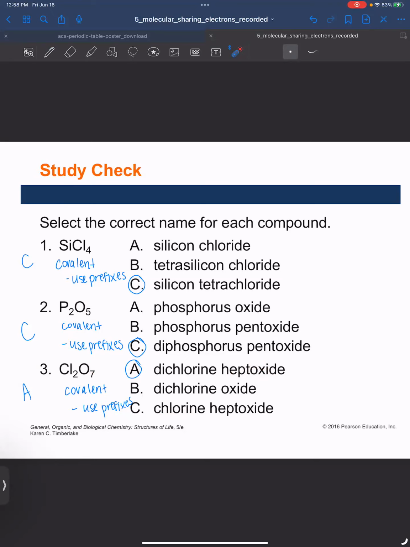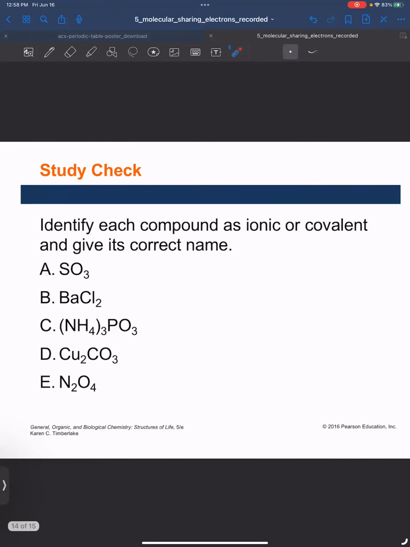All right, let's practice utilizing our knowledge from the previous video with this video here. I want you to pause the video, try to identify each compound as ionic or covalent, and give its correct name using the correct naming system.